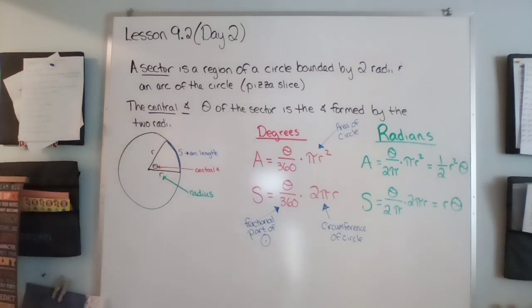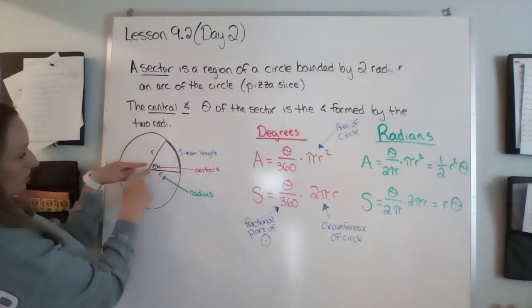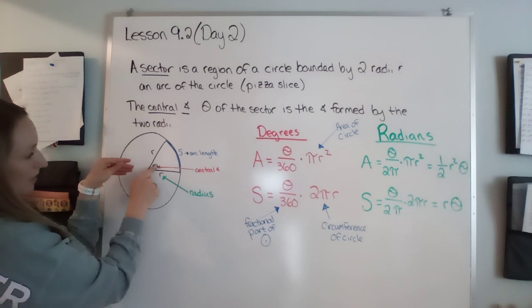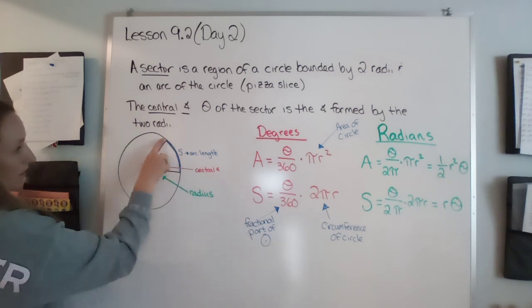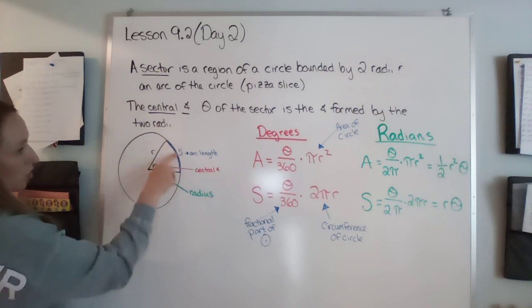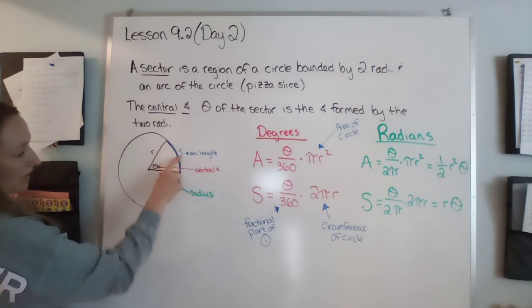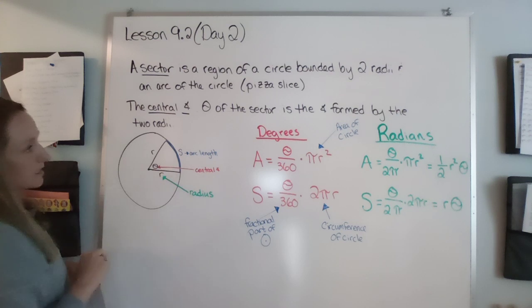All right. The central angle theta of the sector is an angle formed by two radii. So you see your two radii right here. They come together to form this angle theta. That's your central angle. So again, we have radii, radii. This right here is your arc. Your arc length is going to be S. Your central angle is theta.